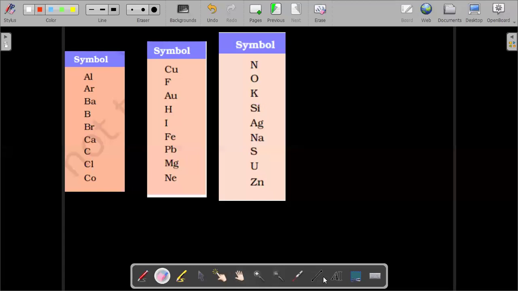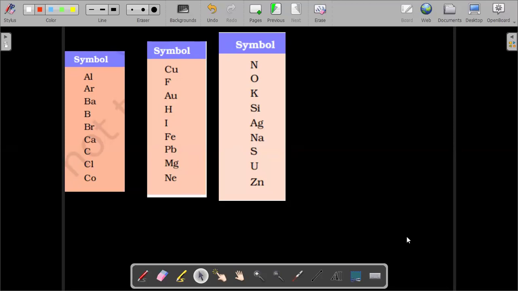Just read on your own, and you should not forget any of them. How many are you able to recall? Rohit, Pranav, Harshit, everyone try. Jitendra, what are the last four? Sodium, sulfur, uranium, and zinc. Don't write it, just read this and you will be able to remember.